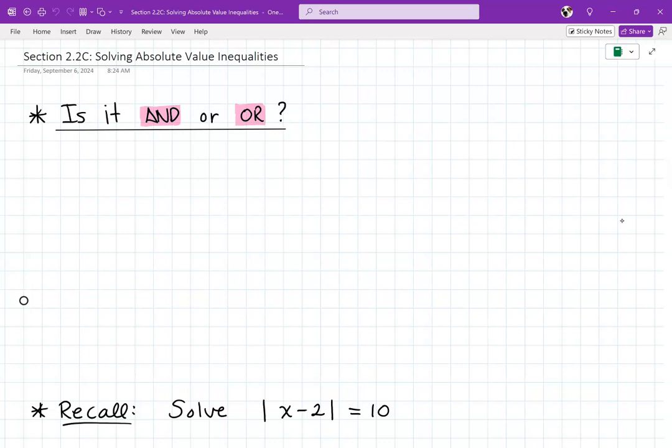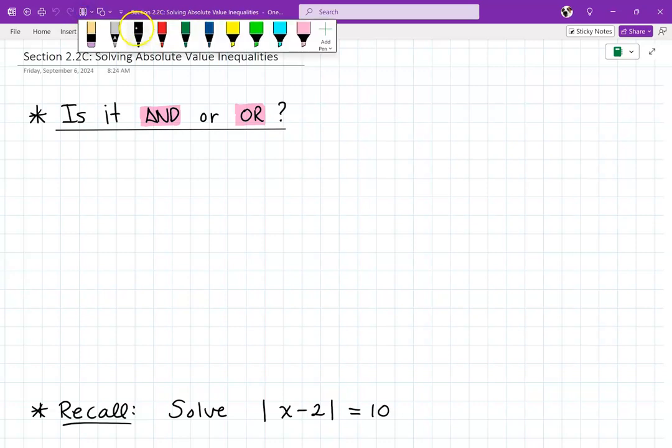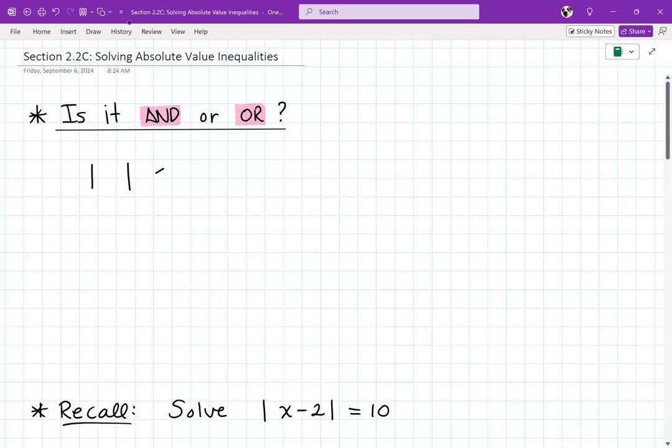But the first thing is, how can I tell if it's an and or an or problem? Because remember, inequalities, sometimes they're ands because they crash towards each other, or they're ors, they go opposite directions. So it's easy how you can tell that. The way you're going to tell is by the way that the inequality is pointing. If it points at the absolute value, then it's and. Okay? So if it points at the absolute value, then it's an and.